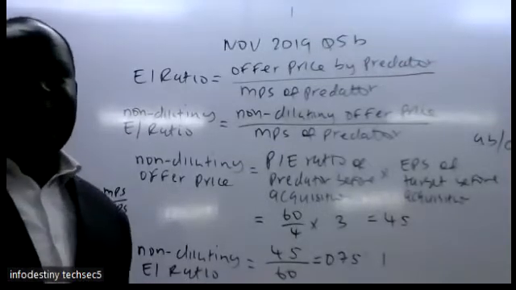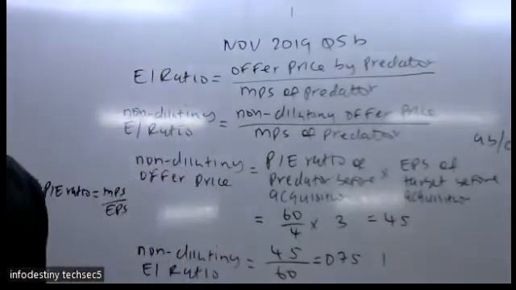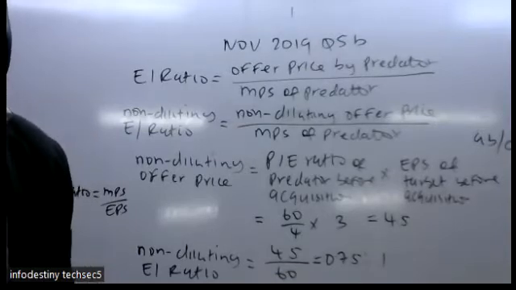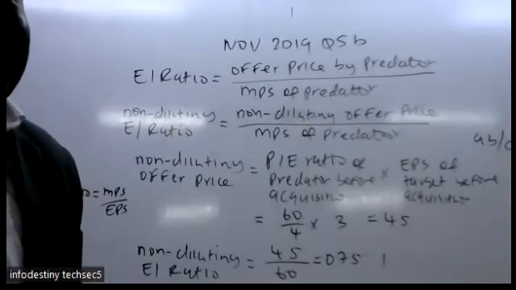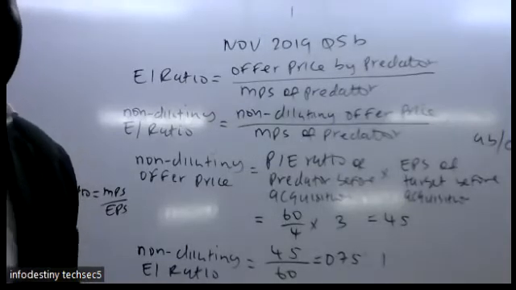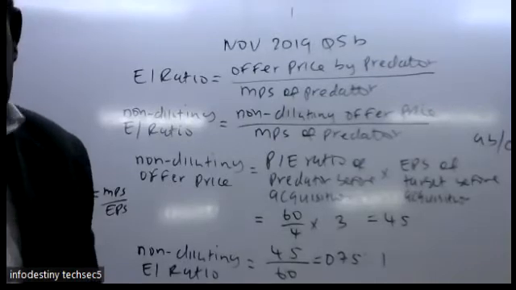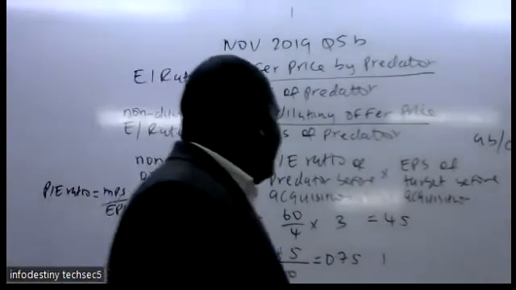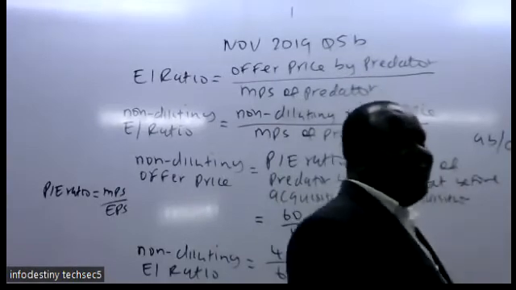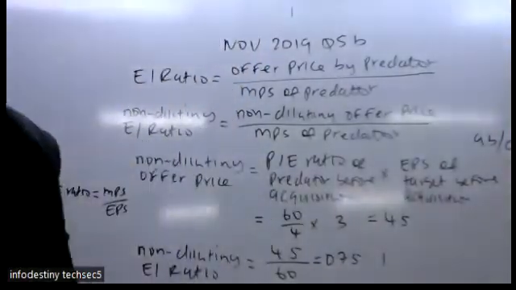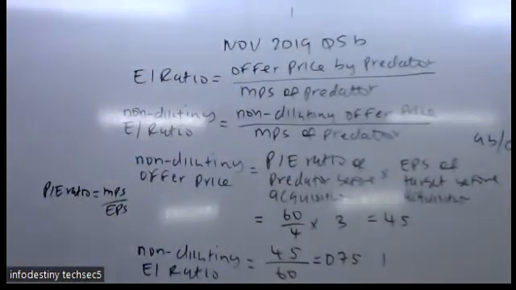So we are using the one for A Limited. A Limited is the predator. What is the market price per share for A Limited? You can see the 60. Check under A Limited whether you can see the market price per share. Then the earning per share. So that's what should give you the exchange ratio. Then you need the earning per share of the target. The target is B Limited. What is the earning per share for B Limited?